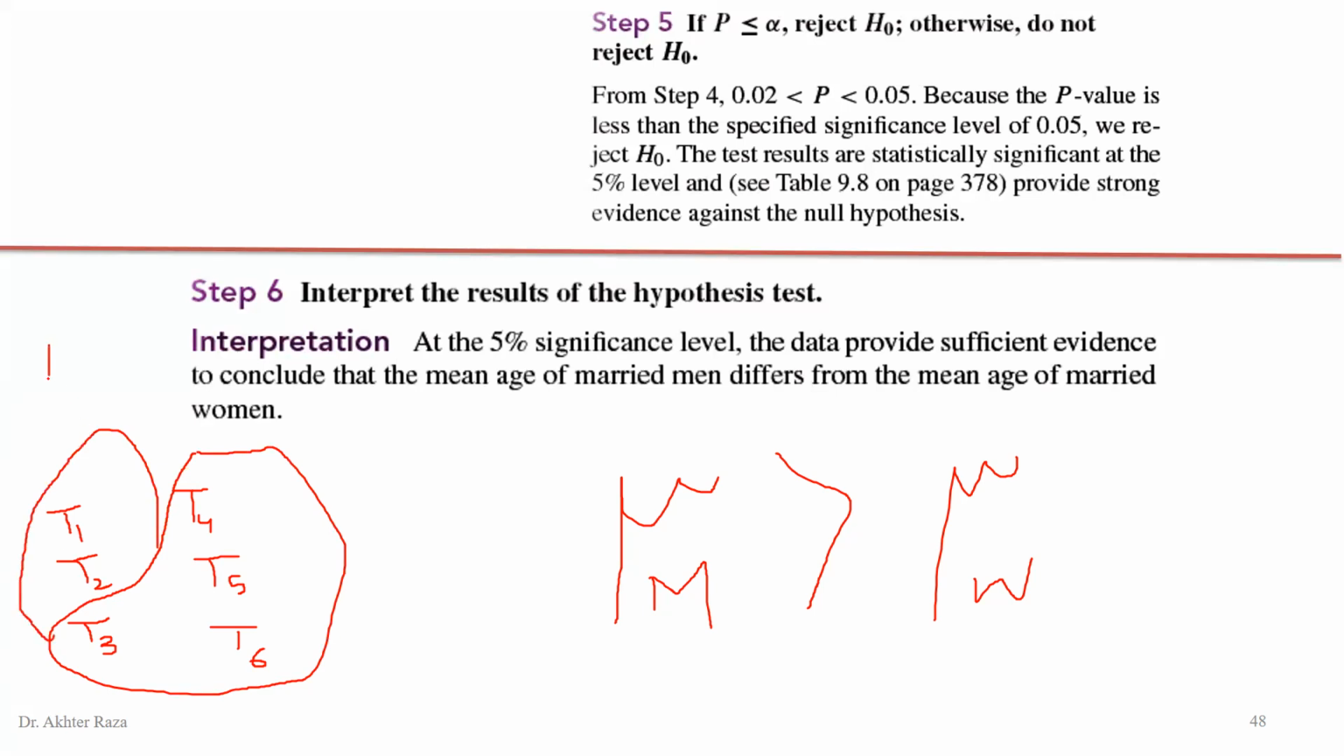If we have a hypothesis like the mean is equal to 50,000, this can be tested by either T1 or T2. If we have a hypothesis that the two ages are the same, then we can use T4, T5, T6 or T3 depending on the situation.